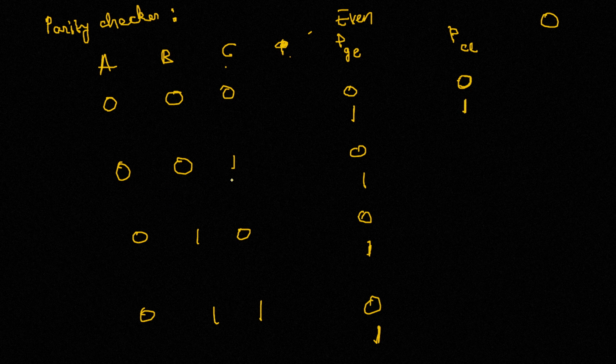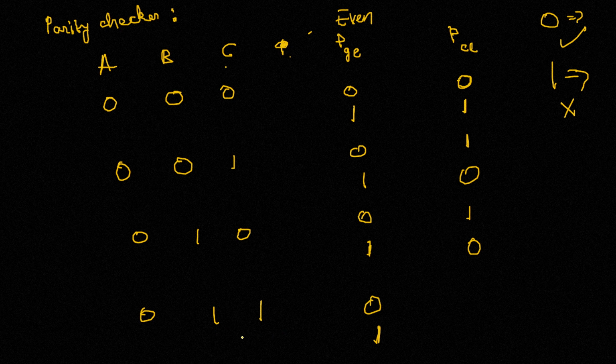So for 0, 0, 1, we have an odd number of ones. So our output in the parity generator should be 1, which means 0 is wrong. So to write wrong, we write 1. So here 0 basically means correct and 1 means wrong. So corresponding to the 0 we write 1, and corresponding to the 1 we write 0, because that is the correct value. So again here you have an odd number of ones, so 0 is wrong and 1 is correct.